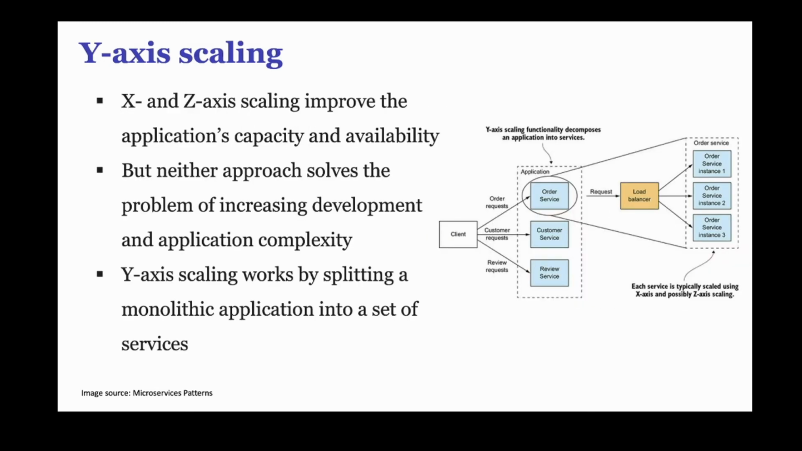Now coming to the third type, which is the y-axis scaling. X-axis and z-axis help us in improving capacity and high availability of the system, but none of them really help us in dividing the complex system into smaller, granular, simpler terms, right? So y-axis helps us in doing that.